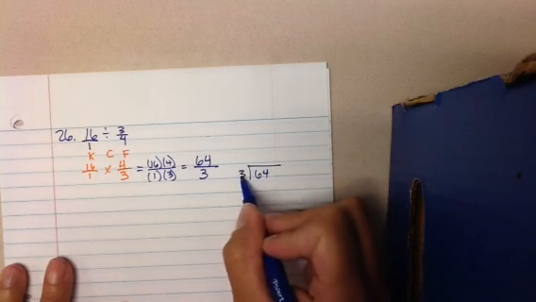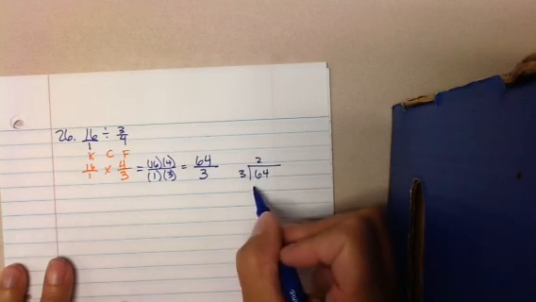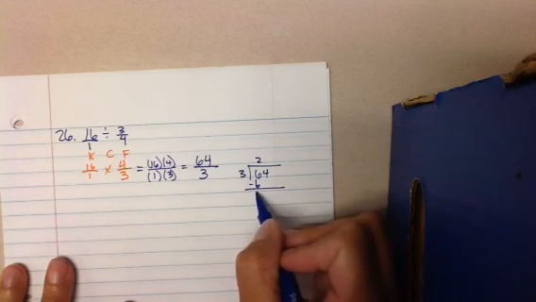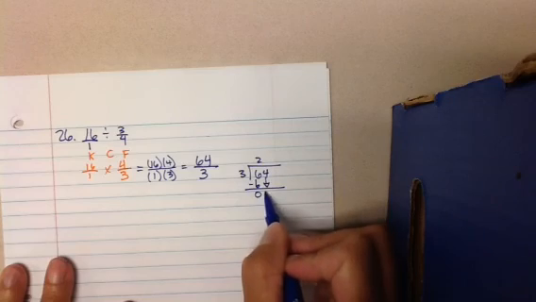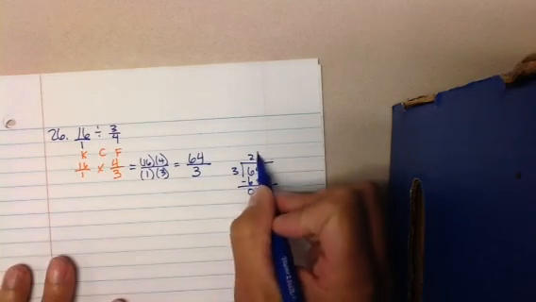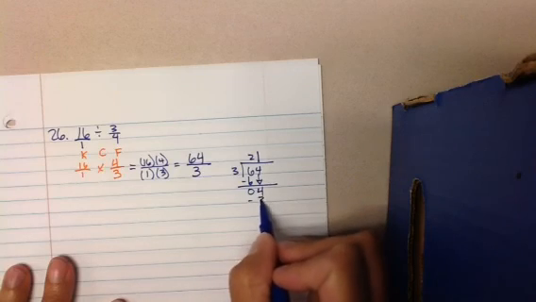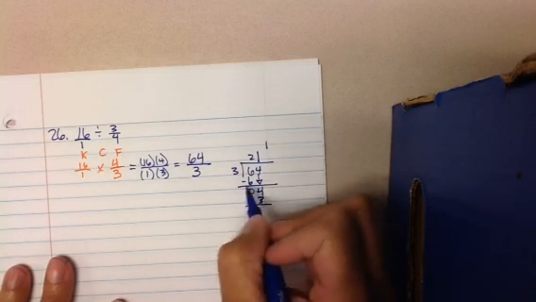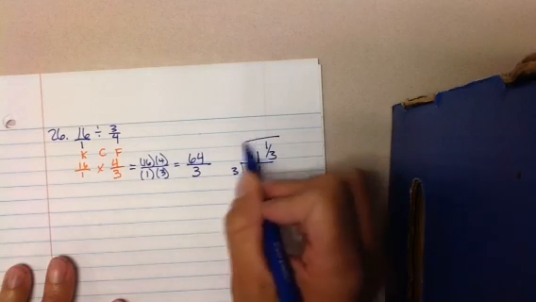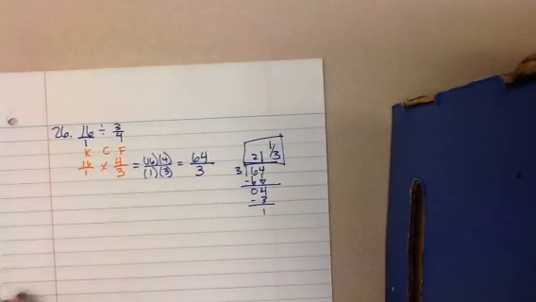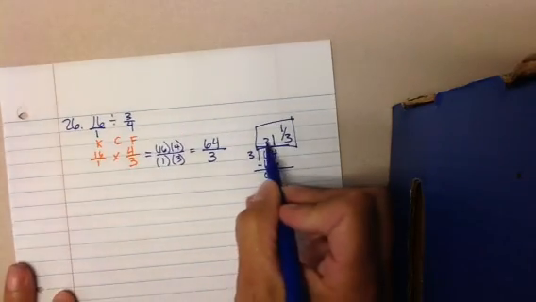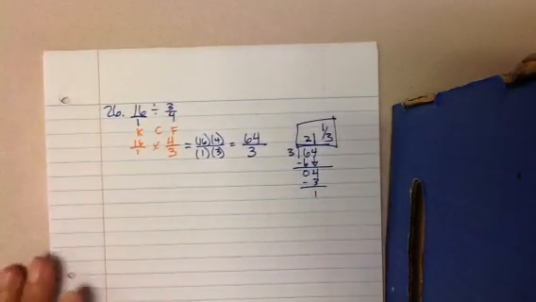3 goes into 64 2 times. 3 times 2 is 6. And that's 0. Bring down my 4 because I can't put it into 4. 3 times 4, 3 goes into 4 1 time. And 1 is left over. I put my leftovers on top. I keep my denominator the same. And my answer is 21 1/3. Awesome. Excited about that. That 2 kind of looks funny, but we're good.